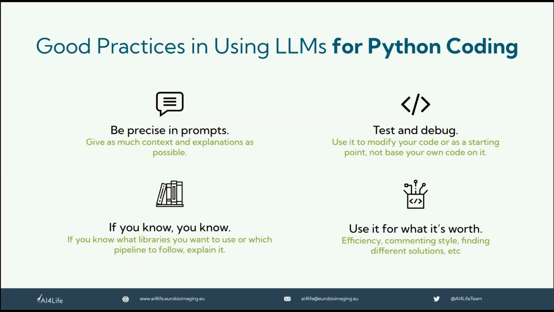For commenting and following the same style all over your code, give one function to any chatbot that you usually use, or the BioimageIO chatbot, and say, please follow this style all along my code for commenting. This also works really well. Finding different solutions, again, listing. So use it for what it's worth.